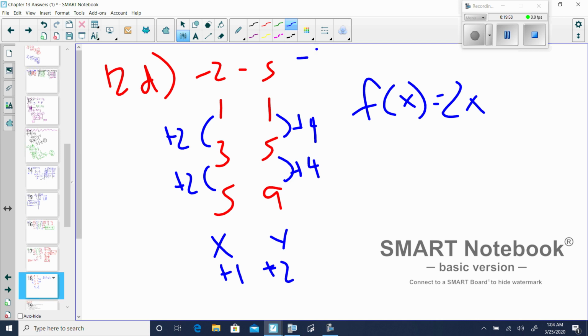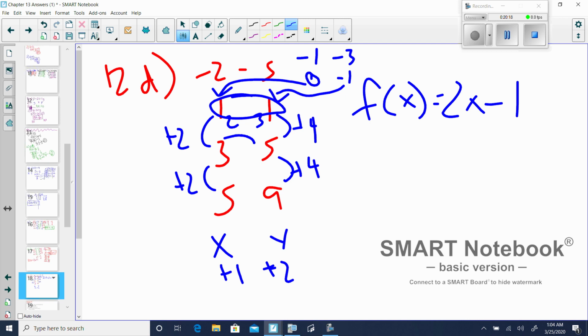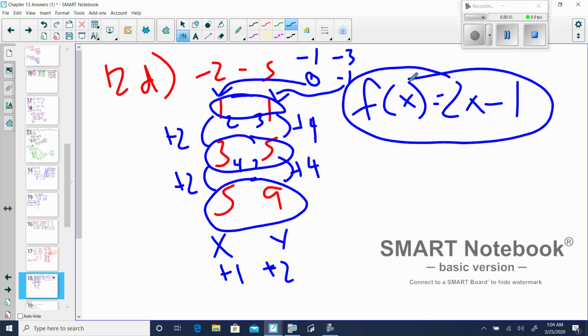Right? So if we increased x by 1, we have to increase y by 2. Now, does that fit here? If we increase x by 1, increase y by 2, yeah. X by 1, y by 2. So that takes us to 3, 5. Increase x by 1, y by 2. Increase that value by 1, and that y value by 2, we get this. So our rule is f of x equals 2x minus 1.